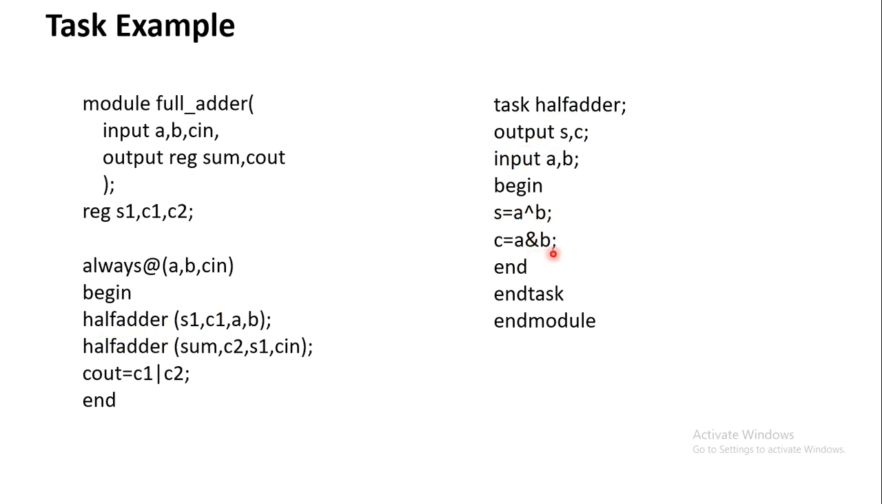Sum is equal to A XOR B, C is equal to A AND B. You don't see any assign here because it is within the task. So this will return the half adder's output here. S1 and C1 will have the half adder output, provided A and B are the inputs. Now S1 acts as one of the inputs, C_in as the other, and we call the same task again. So A is mapped with S1, B with C_in, and it will compute S and C. S will come at sum, C will come at C2, and C_out is calculated by ORing C1 and C2. So this is a simple full adder using task.